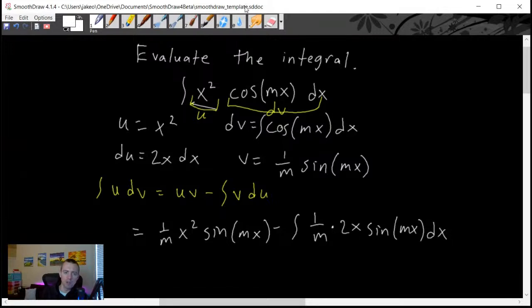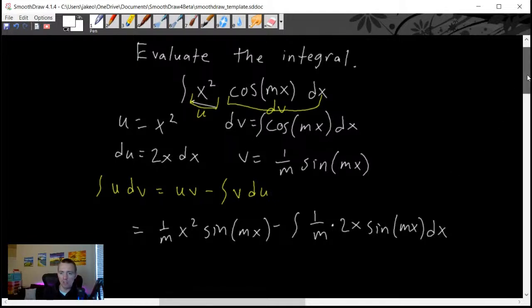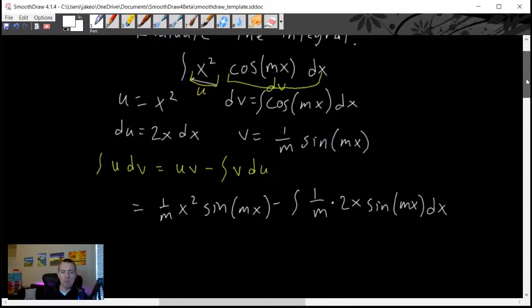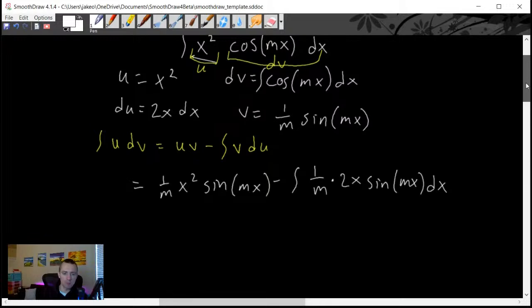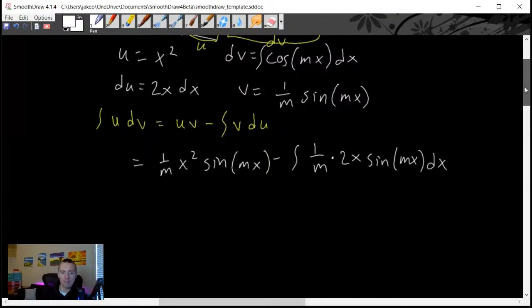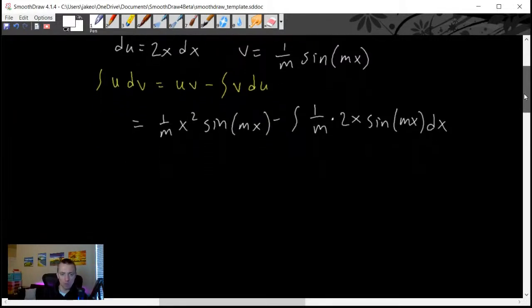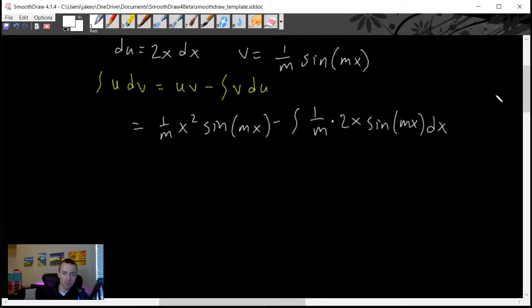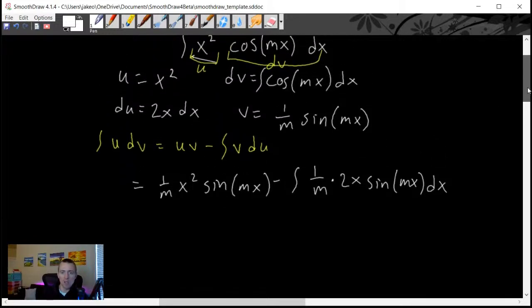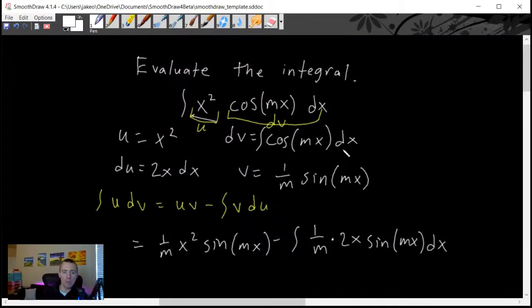Okay. So now here's the interesting thing about this problem. We still have an integral that's not super easy to deal with, right? We still have an x times a sine of mx in here. That's not super easy to deal with. So it kind of seems like maybe this was a dead end. But this goes back to what I was touching on previously, of having to use integration by parts twice in one problem. It's not all that uncommon that you would have to do something like that. And it happens a lot when you have a power function times a trig function.